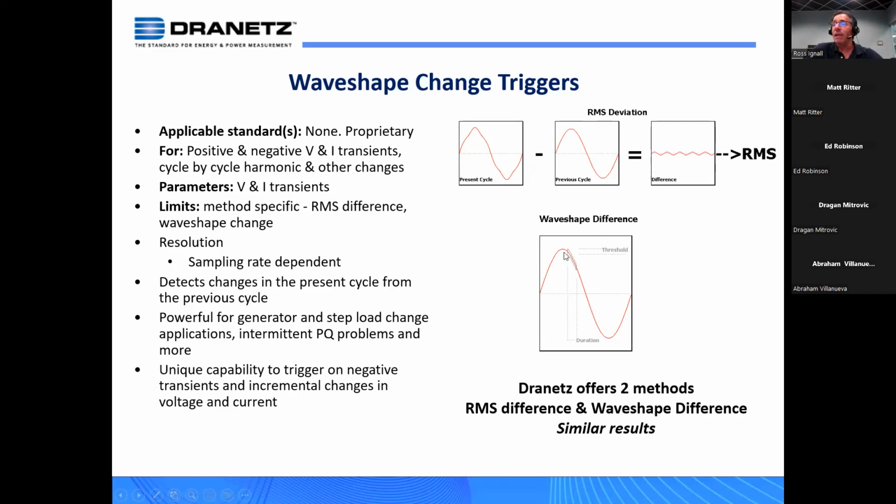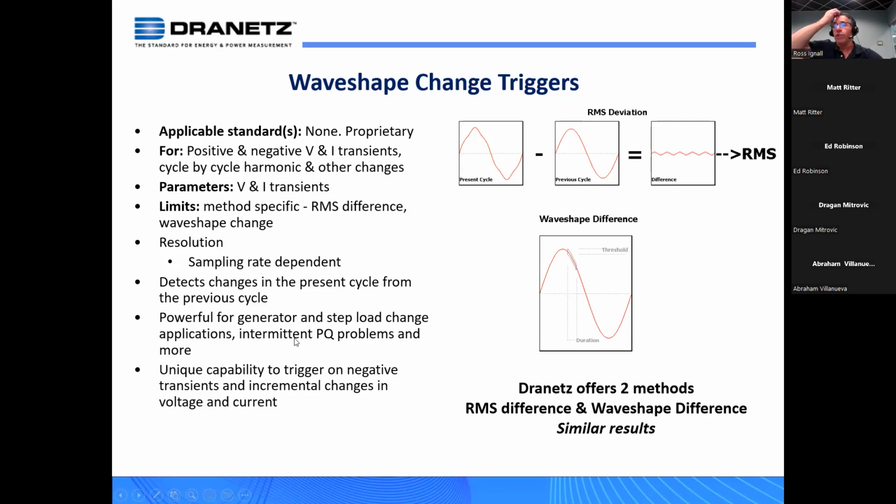Then we have a slightly more complicated triggering method called the wave shape difference. Really, what this does is it looks at a particular window of the waveform and compares it to that same window in time of the previous waveform. So it divides this into a percentage of the waveform, maybe 10%, and you'll have 10 of these little windows comparing to the previous waveform, and you're looking at that difference. So the resolution is based upon your sampling rate. It detects a change in the present cycle to the previous cycle.